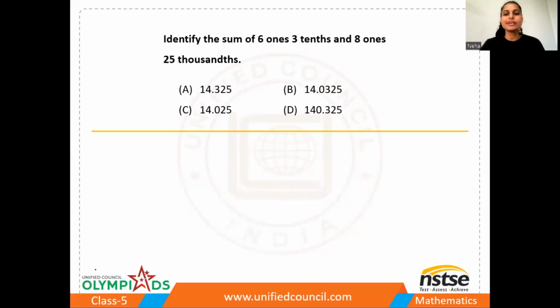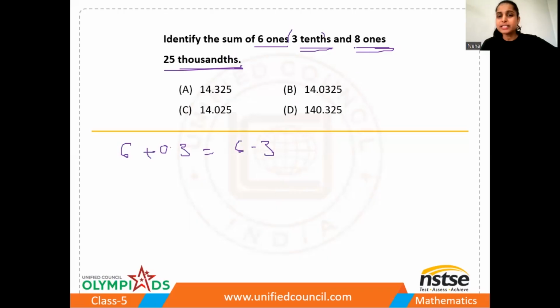This is your next question, my dear students. Okay. So here is the next question. The next question says that identify the sum of 6 ones, 3 tenths, and 8 ones, 25 thousandths. Okay. So first of all, the numbers are given in words, so we have to convert them into the numeral form, right? So 6 ones, that means 6, and 3 tenths, that means it is 0.3, right? That means the number is 6.3. So the first number is 6.3.